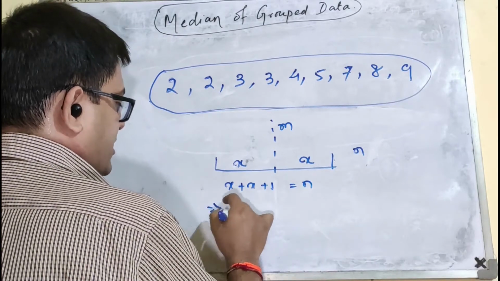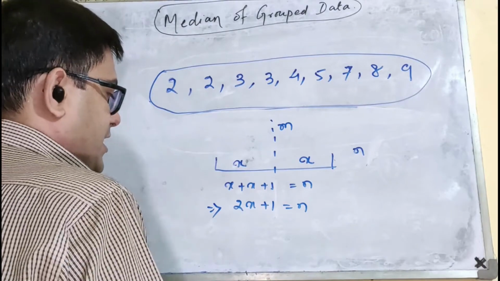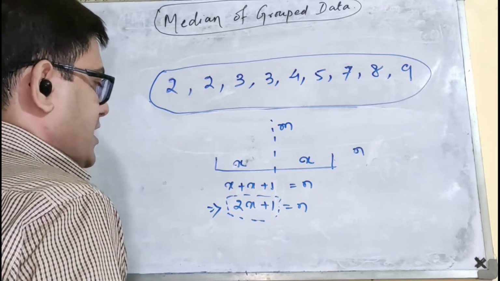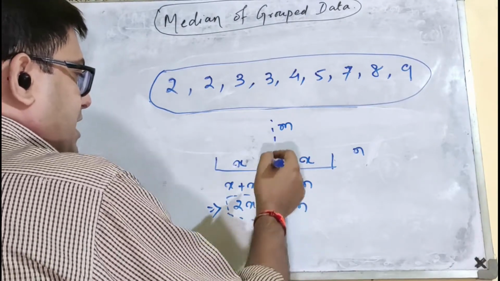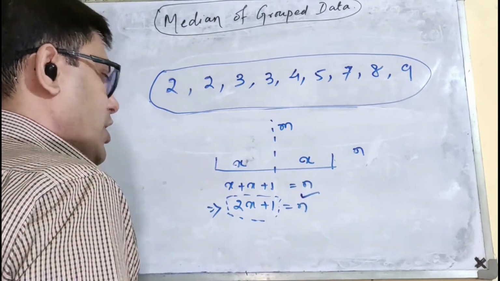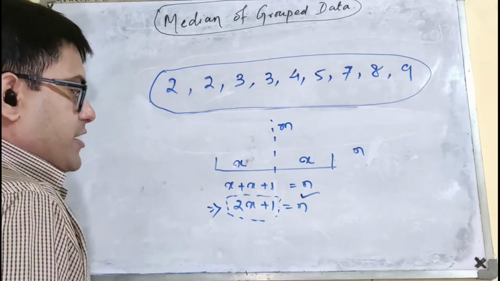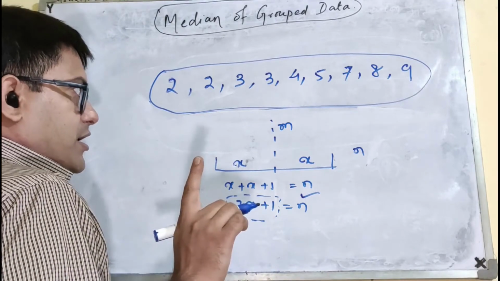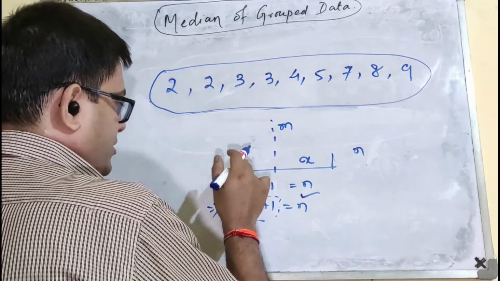That implies 2X plus 1 is going to be N, right? As we can clearly see, 2X plus 1, no matter whatever the value of X is, is going to give me an odd number. That means if this is the case, then N is going to be odd. Okay, let's say N is odd, then we'll consider how we find the median in the case where N is even.